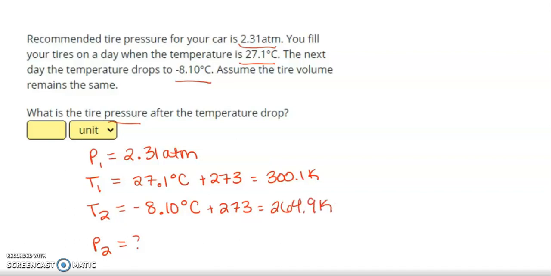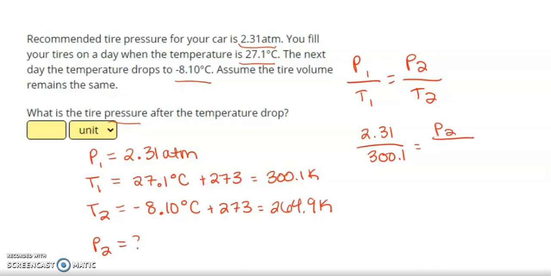Now I can use those temperature values in an equation. So I need to pick an equation that matches these variables. So I'm going to pick P1 over T1 equals P2 over T2. I'll plug in 2.31 divided by 300.1. Make sure to use the Kelvin value. Equals P2 divided by 264.9 for T2.